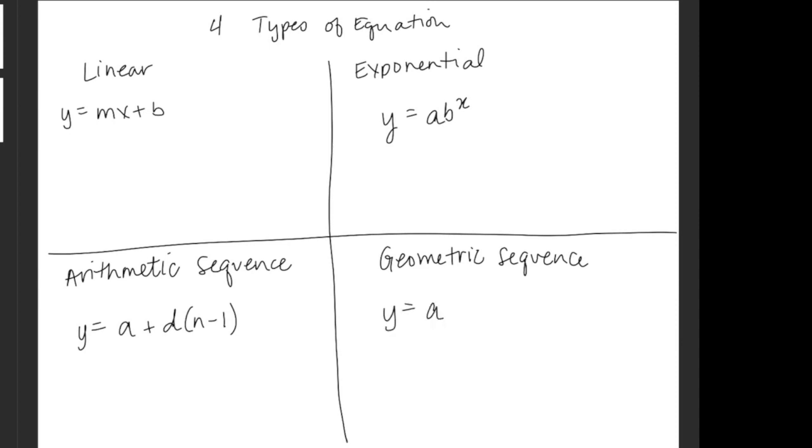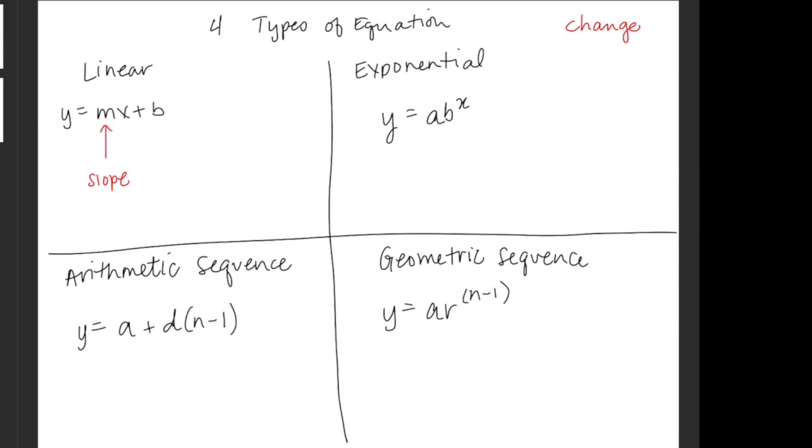So the arithmetic one was y equals a plus d times n minus 1, and the geometric is y equals ar to the power of n minus 1. So I want to go ahead and look at the differences between all these equations. And the first difference that I can think of is the change in rate.